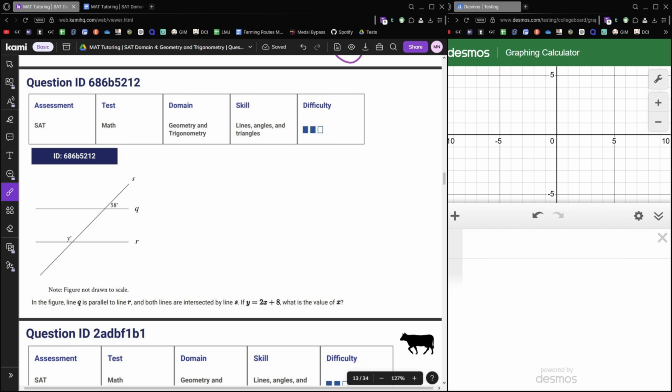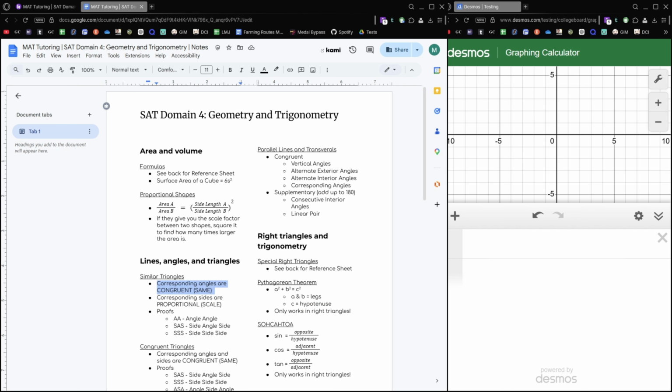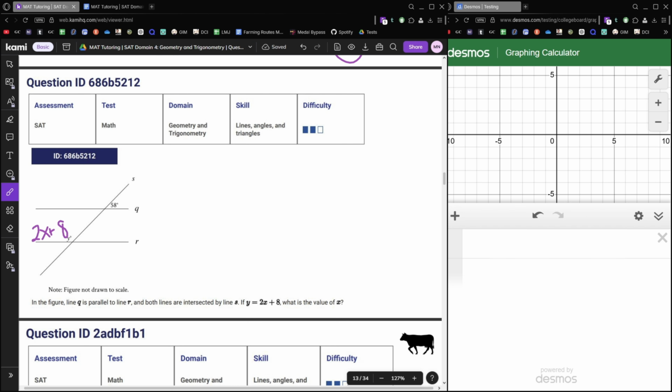So line number 13, here we have two parallel lines and a transversal, or a line that goes through both of them. They tell us that y is equal to 2x plus 8. So I'm going to write that down, 2x plus 8. And they want us to find the value of x. Quick geometry refresher, if we look at the notes, here are all the congruent and supplementary angles in all their cases. But I'm lazy and I don't want to go through all of them. So let me just show you what I would do to get this answer in this question specifically.